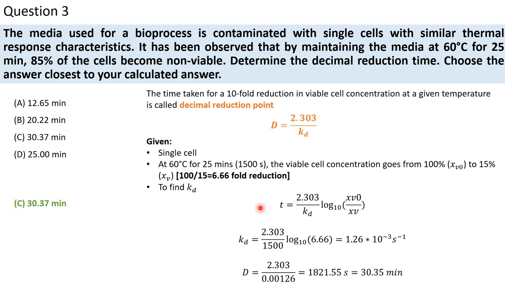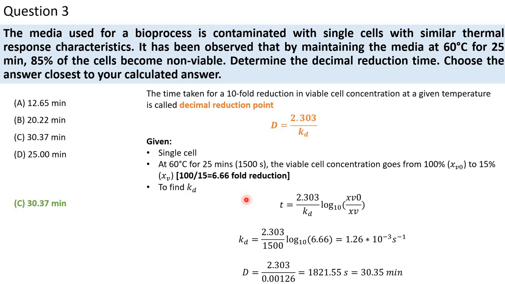So we can really guess it from the beginning. For example, if you had gotten an answer of almost 15 minutes or 20 minutes, you can easily find the mistake, because at the end of the 25th minute you only have a 6.6 fold reduction. Then how would you have had a 10-fold reduction in 15 or 20 minutes?